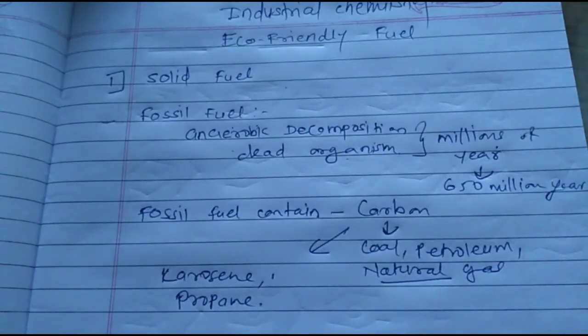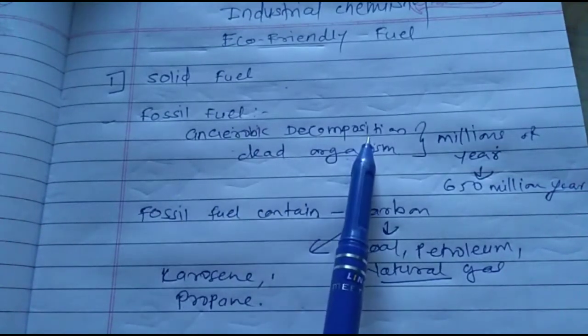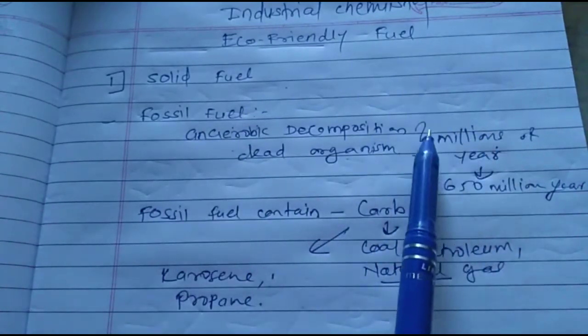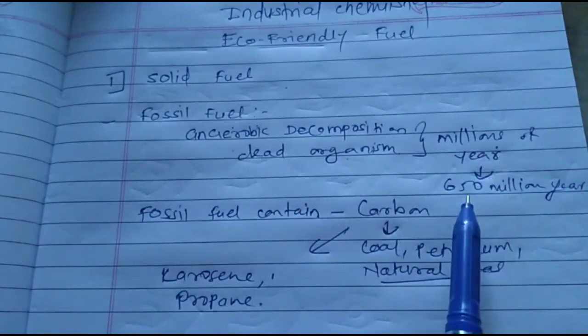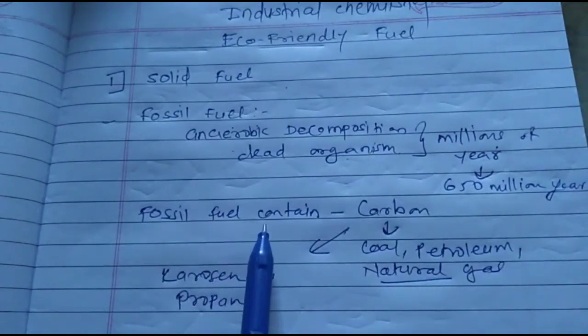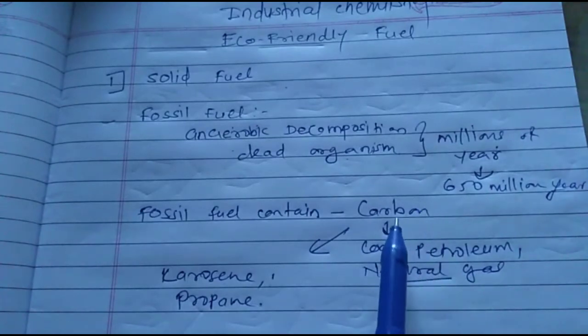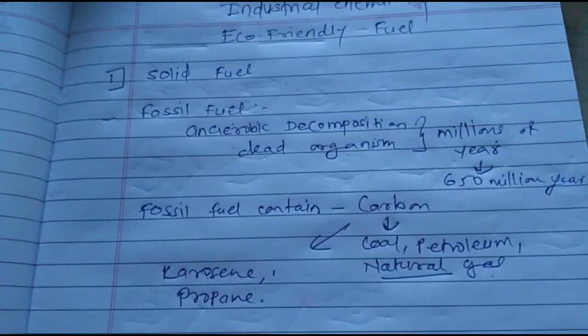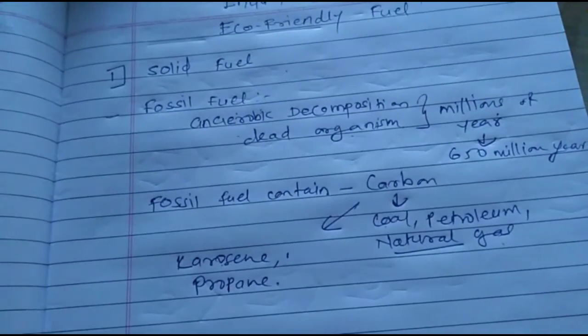This is about the fossil fuels. They can be prepared by the anaerobic decomposition of dead organisms, but for the preparation of this fossil fuel, we require millions of years, sometimes 650 million years. Mostly these fossil fuels contain a large amount of carbon in the form of coal, petroleum and natural gas. It also has other derivatives like kerosene and propane. This depends on the ratio of carbon and hydrogen.